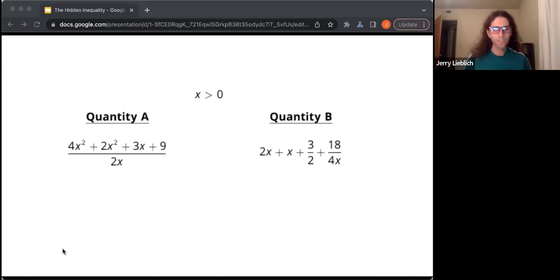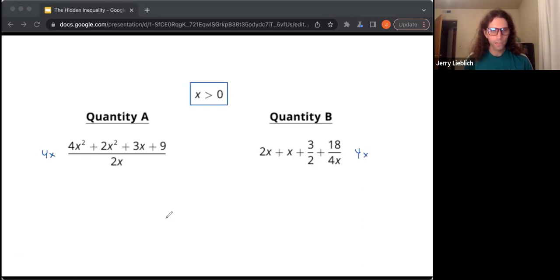Okay, I'll stop you there. So the first thing I'm going to notice here is x is positive. That's good because I've got x in the denominator here. So I know I want to get rid of it. So I'm going to multiply both sides in such a way that I can get rid of all my denominators. I'm going to multiply both sides by 4x.